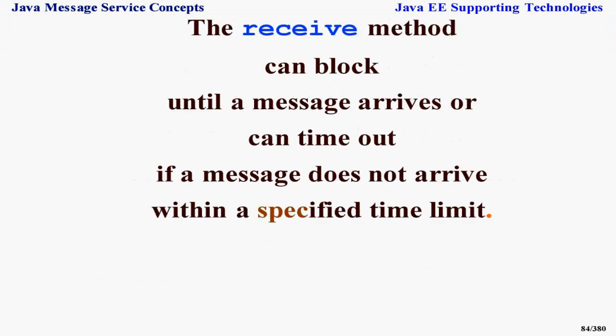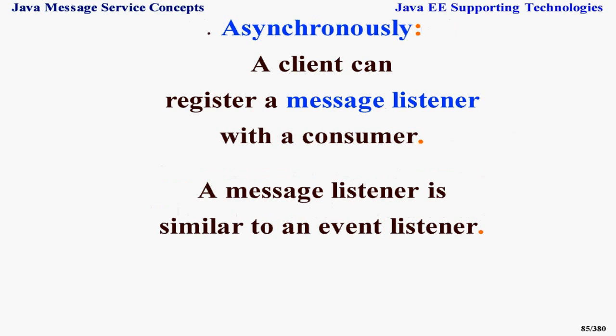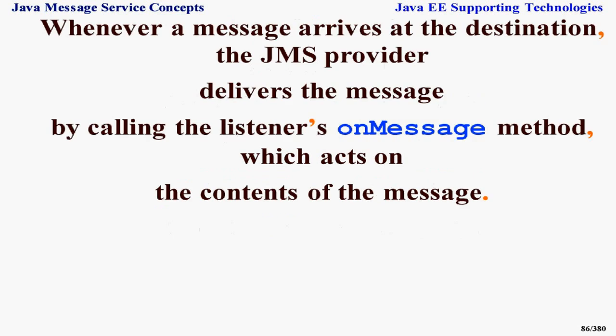The receive method can block until a message arrives or can time out if a message does not arrive within a specified time limit. Asynchronously: a client can register a message listener with a consumer. A message listener is similar to an event listener. Whenever a message arrives at the destination, the JMS provider delivers the message by calling the listener's onMessage method, which acts on the contents of the message.